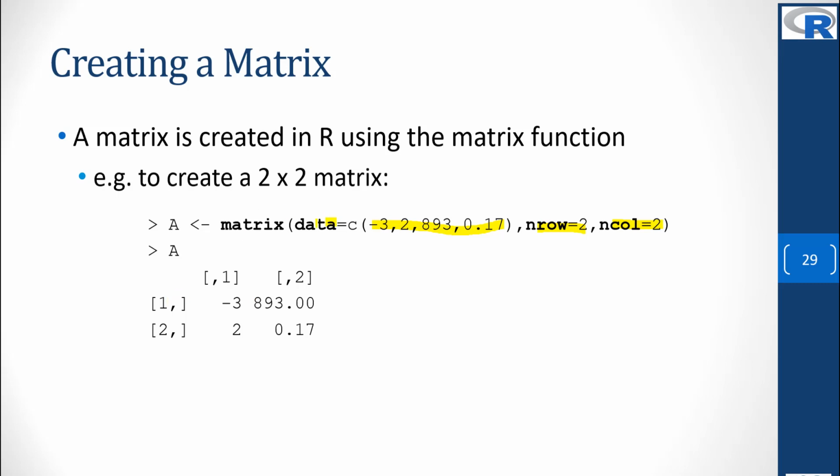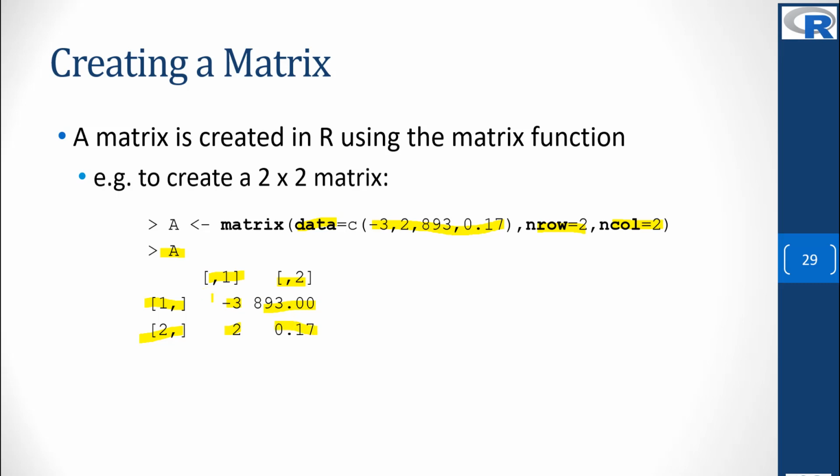And again, named arguments, if you do them in order, you don't have to specify the name. This is the result when we display A. We have the rows displaying as 1, comma, and 2, comma for the element numbers, and the columns as comma 1, comma 2. So you notice the comma is after the row index and it's before the column index in those square brackets. And then we have our two-dimensional array, 3, 2, 893, 0.17.